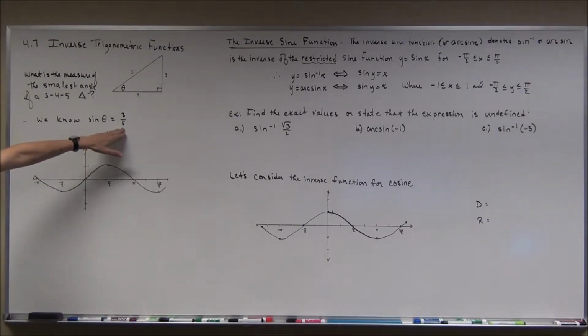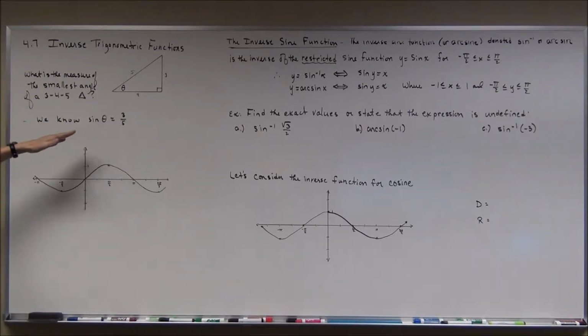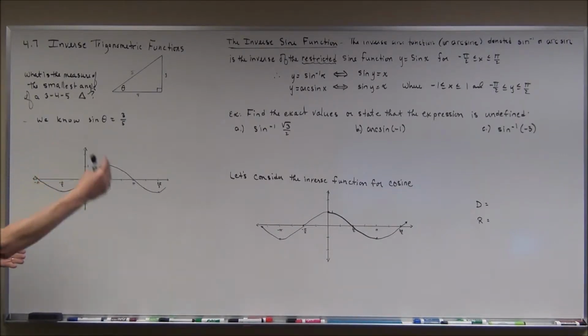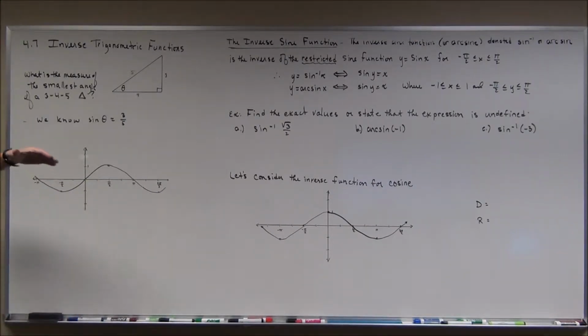Now that's not a special value. It's not from the unit circle, so I can't get lucky that way. Instead, I'm going to have to kind of reverse the process of taking the sine of an angle and getting a number. I want to undo this. I want to take the inverse of this sine function. But not the inverse of the sine function of the angle.